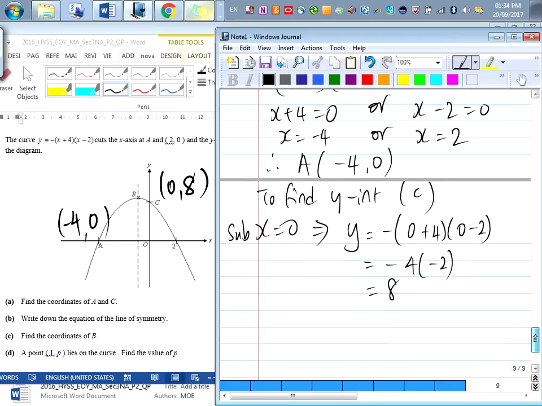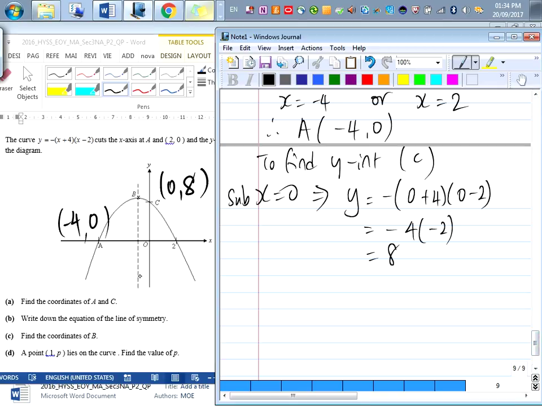Now B, write down the line of symmetry. So they drew out the line of symmetry for you. What is this line? How do you know?